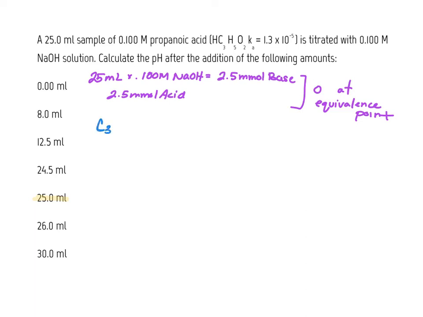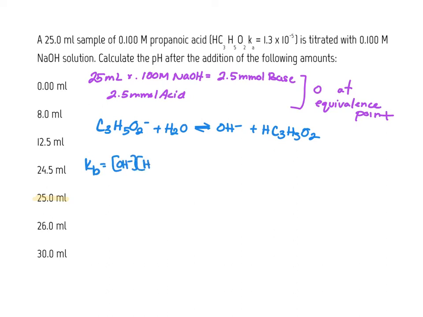We're going to just look at the equation here for a second. What's happening here is we have the C3H5O2 minus, and that is going to produce the OH minus and then the HC3H5O2, so that propanoic acid. So this is the reaction that we're looking at. And what we notice here is that we have OH minus, not the H plus. So we would write a Kb expression for this.